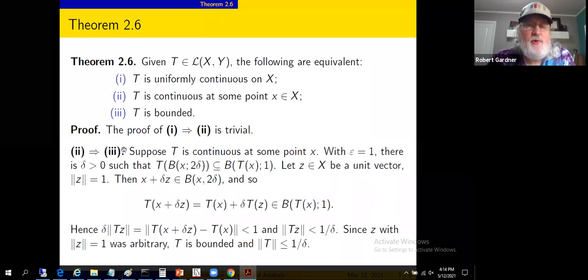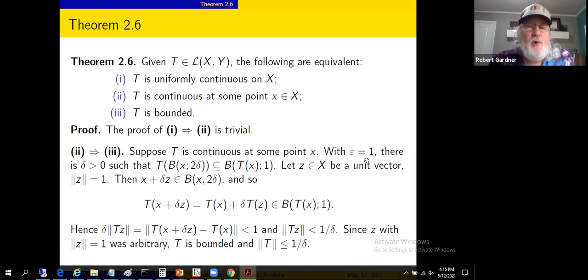All right, so let's go through the proof. First, 1 implies 2. That's trivial. 2 implies 3. Let's go through the proof of that. So suppose T is continuous at point x. So we're fixing this vector x for this argument. You know, for all epsilon greater than 0, there exists a delta greater than 0, definition of continuity. Let's take epsilon to equal 1. We're trying to get that T is bounded. So I don't need necessarily an elegant bound, I just need a bound.